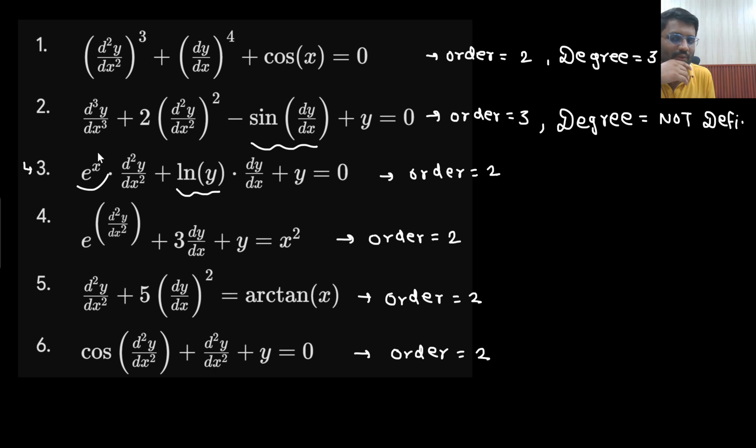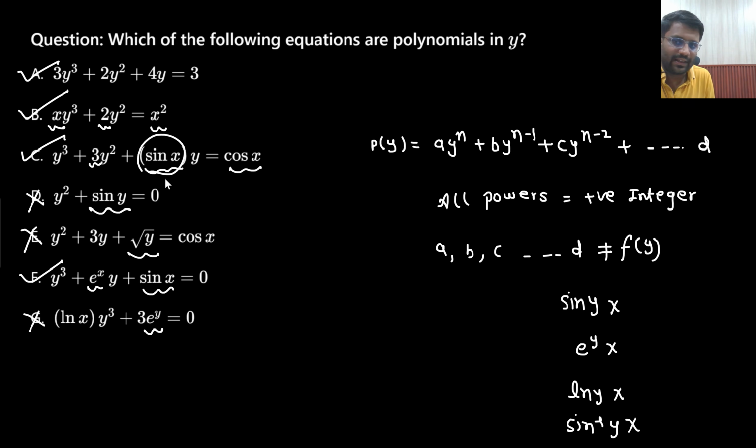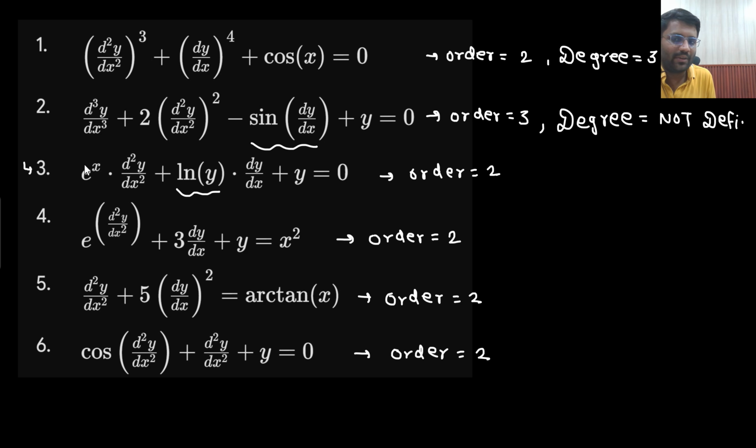So here e to the power x is constant because it is a function of x. Here sin x was never a problem for me, because it is a function of x. So e to the power x is never a problem for me. ln y also is never a problem for me. Here it is power 1 and power 1. So no problem here. Degree will be defined. And what will be the degree? Sir, highest derivative is 2. What is the power of the highest derivative? That is 1. Degree will be 1.